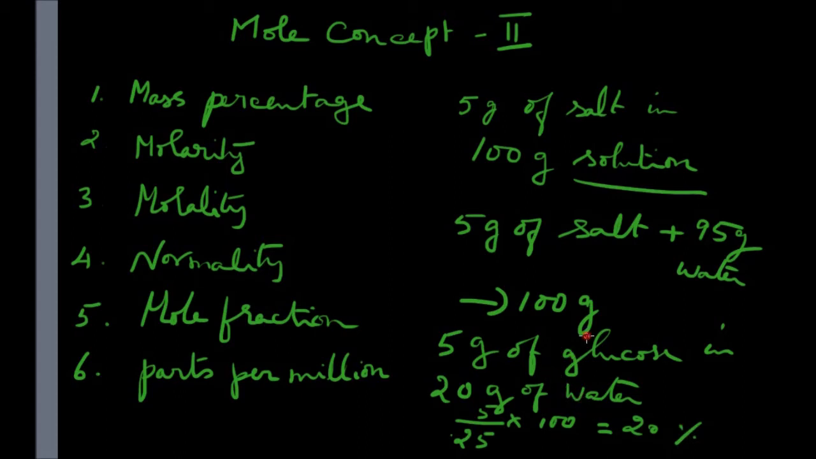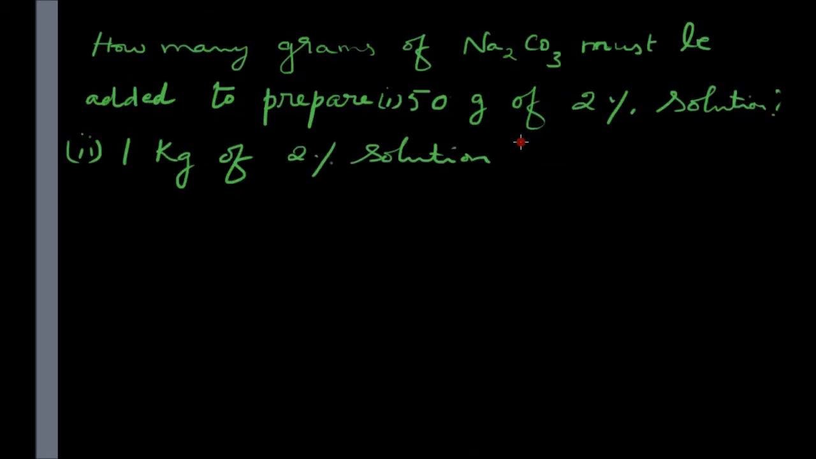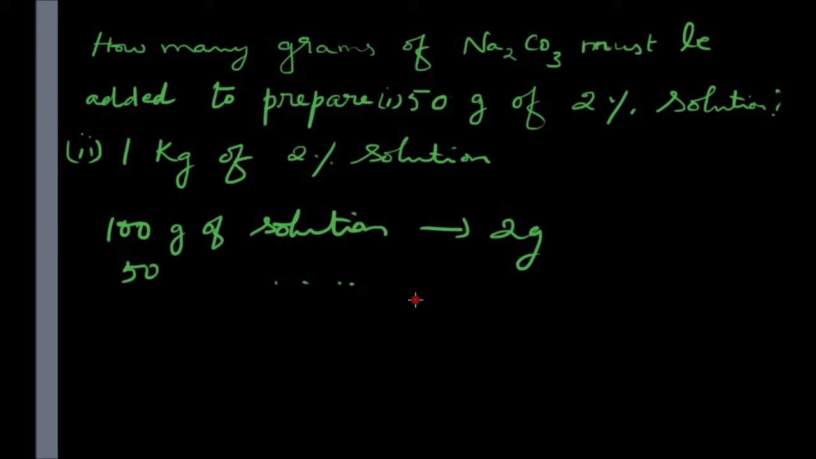We will consider the reverse of that now. How many grams of sodium carbonate must be added to prepare 50 grams of 2% solution? That's the first one. 2% solution means 2 grams of sodium carbonate must be present in 100 grams of solution. So for 50 grams, it should be 1 gram. Isn't it so? 100 grams of solution contain 2 grams. So for 50 grams, it is 1 gram.